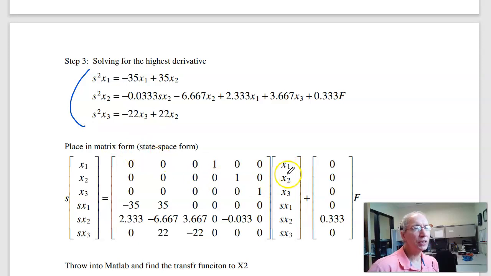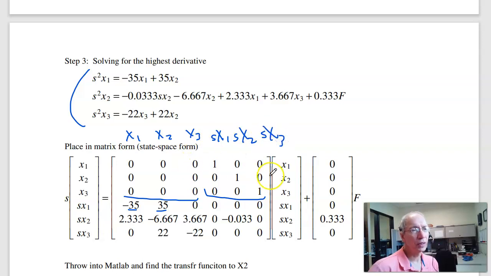So my states are going to be position, velocity. Their derivative gives you this matrix. So here's the zeros matrix. Here's the identity matrix. The derivative of position is velocity. That's what this shows, zeros, identity. These dynamics appear in the last 3 rows. So the second derivative of x1 is minus 35x1 plus 35x2. And what I like doing is, just as a reminder, the first column is times x1, times x2, times x3, times sx1, sx2, and sx3. So that's your minus 35, 35.